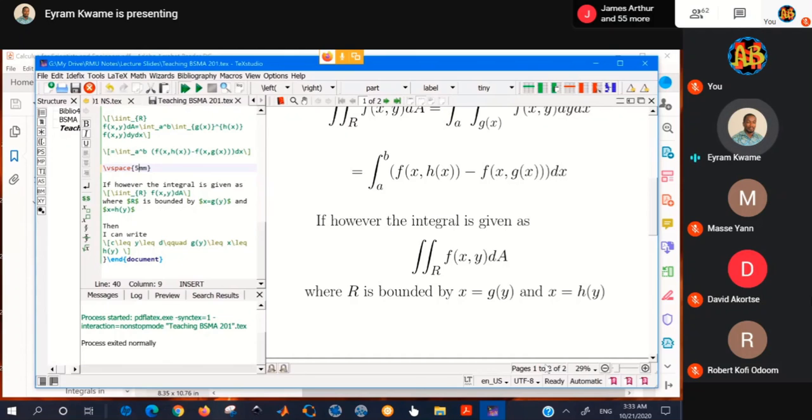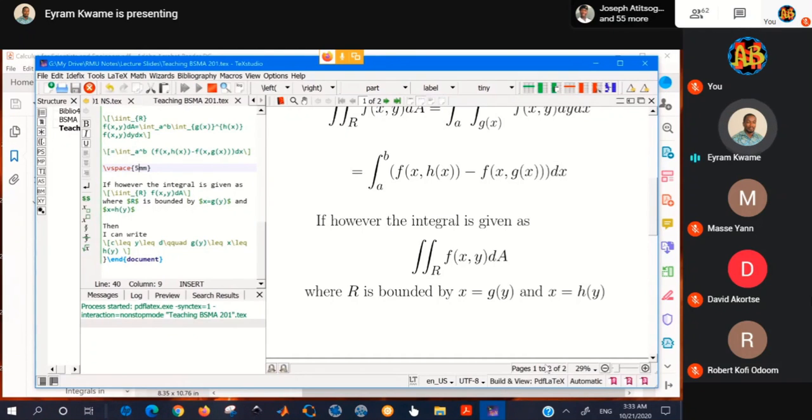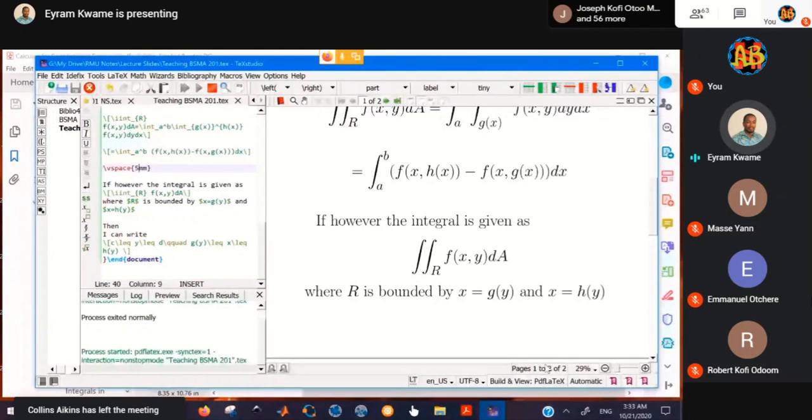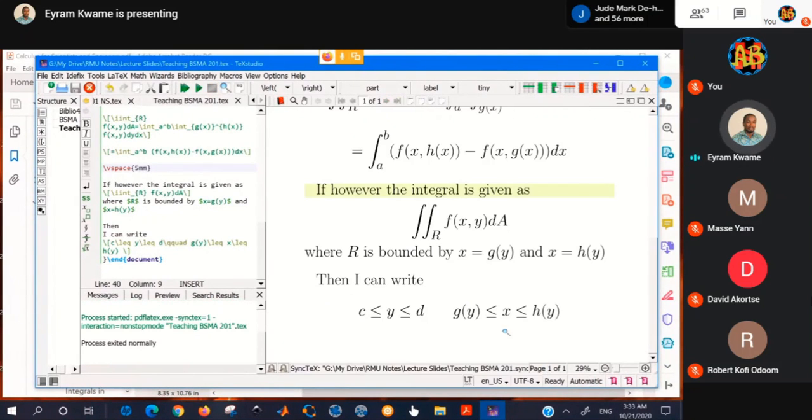So if, however, the integral is given as this, where R is this time bounded between a function g of y and h of y, then we would have to rather fix what? The value of y, that is between c and d, while we integrate, we keep the limit of x, because x is bounded between g of y and h of y, so you rather place the boundaries of x here. And that means the order of integration will have to change. You integrate x first before you integrate y.